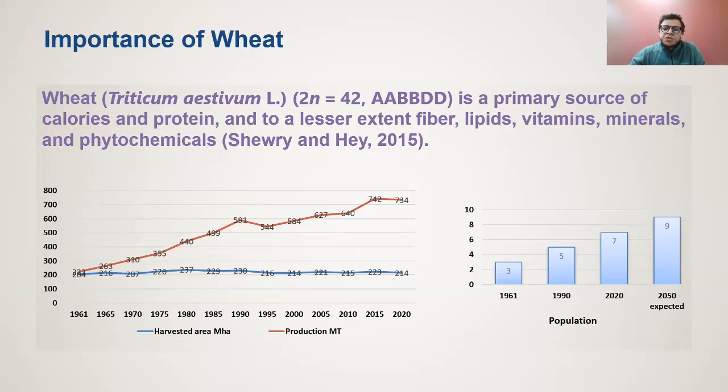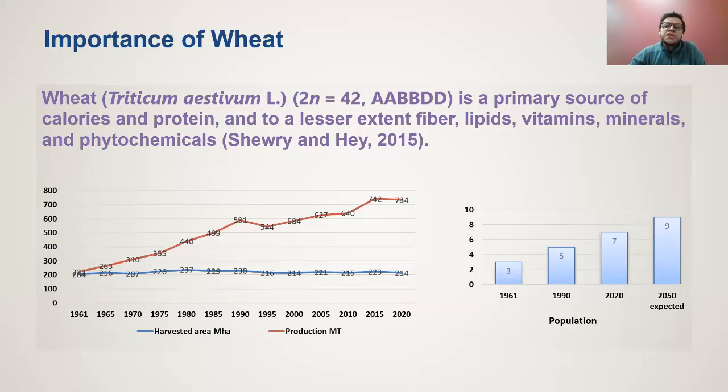Wheat is one of the most staple crops. It's a primary source of carbohydrates, also proteins, and some nutrients. We can see some statistics in the table. On the bottom side, we can see the wheat production. Wheat production has increased over the last 60 years, but the harvested area remained the same, and we can see also on the right side the human population.